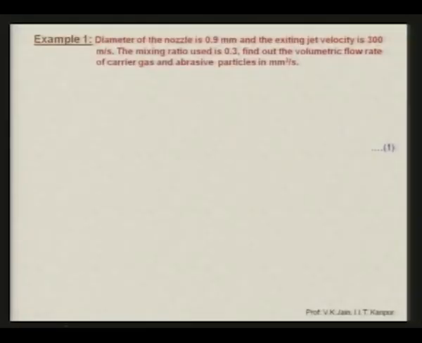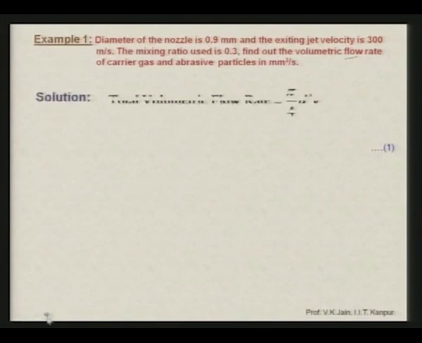Diameter of the nozzle is 0.9 millimeter and the exiting jet velocity is 300 meter per second. The mixing ratio used is 0.3. Find out the volumetric flow rate of carrier gas and abrasive particles in cubic millimeter per second. Now, here we have to find out the flow rate of carrier gas as well as the abrasive particles.